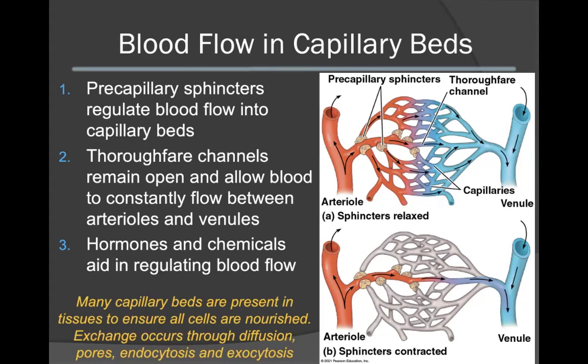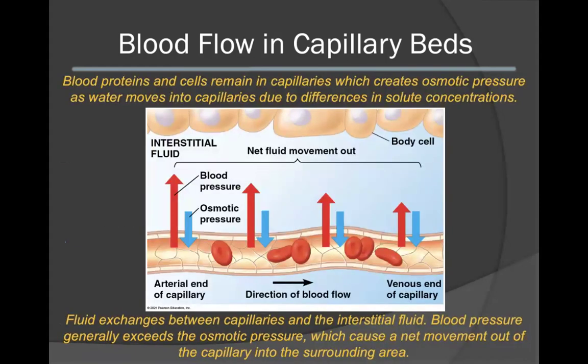Many capillary beds are present in tissues to ensure that all cells in the body are nourished. As the blood flows through these capillaries, exchange will occur through diffusion, through pores, endocytosis, as well as exocytosis. When the blood moves through the capillary beds, it does so in a typical single-file nature. Blood proteins and cells will remain in the capillaries. This creates osmotic pressure as water will move into the capillaries due to the difference in solute concentrations from the blood and the surrounding environment.